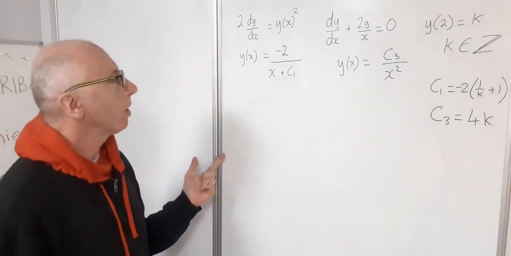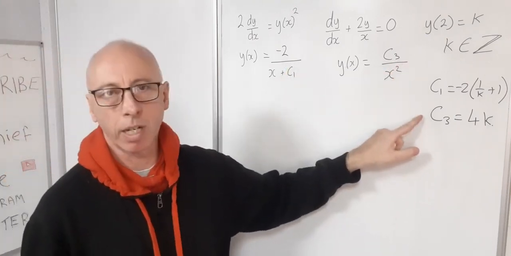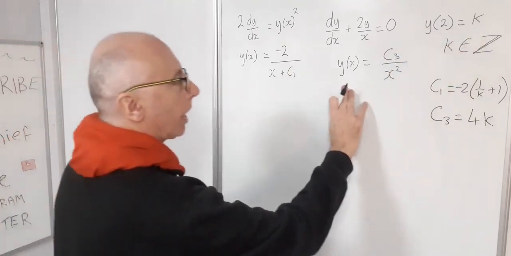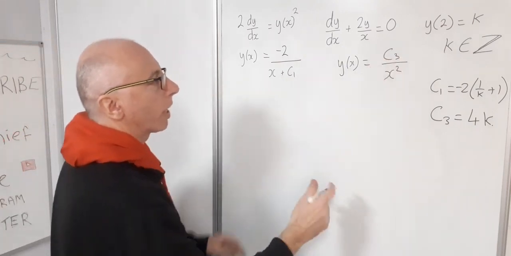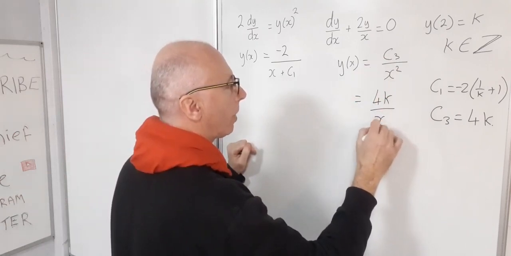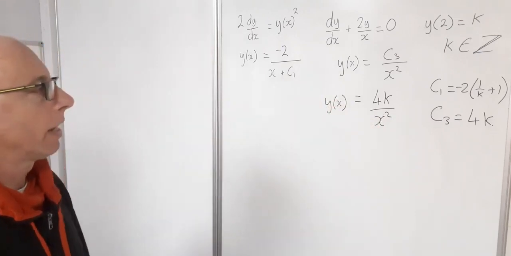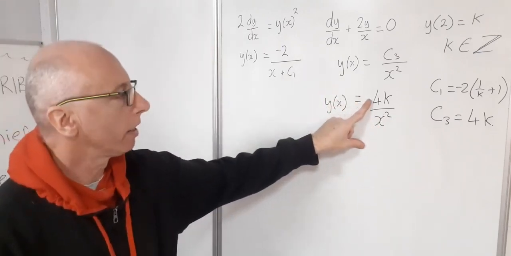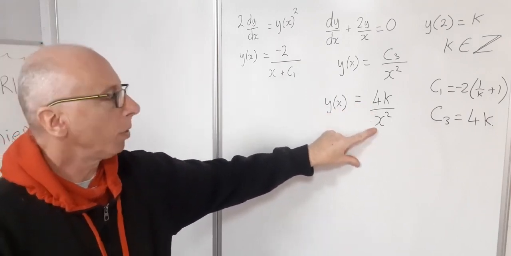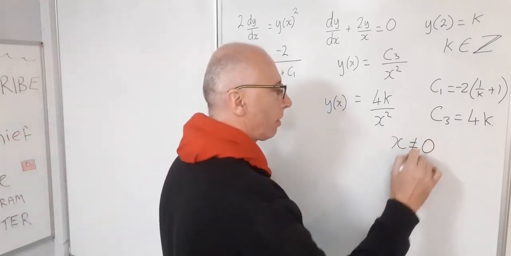Okay, so that's my solutions there sorted out, and I've got my C1 and my C3 calculated for this condition here, y of 2 equals k. Now here I've got C3 equals 4k. So let's write that with that value in there. So I've got 4k over x squared is my y of x with my condition. Now here, whatever value of k is, that's not going to make this function undefined. My only undefined point is where x equals 0. So x does not equal 0.